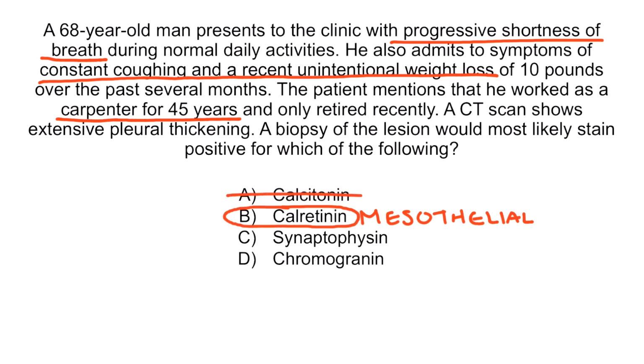Answer choice A is incorrect because calcitonin is a hormone produced in the thyroid gland to oppose the actions of PTH and is not associated with mesothelioma. Answer choices C and D are incorrect because synaptophysin and chromogranin are markers of neuroendocrine cells that are associated with medullary thyroid cancer as well as small cell lung cancer, but not mesothelioma.